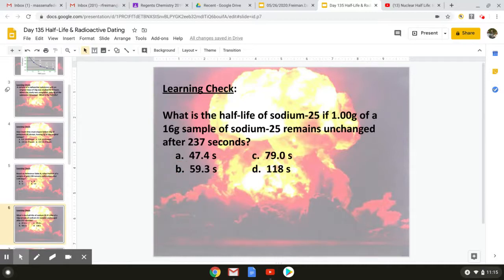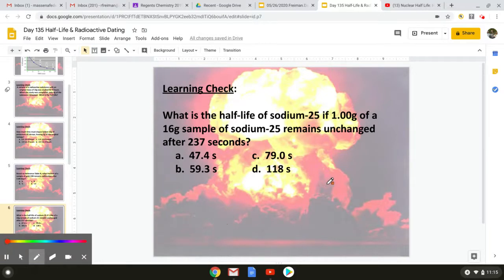Same thing with this one. Press pause and see what you can do. What is the half-life of sodium-25 if 1 gram of a 16-gram sample of sodium-25 remains unchanged after 237 seconds? So you're actually going to figure out the half-life on this one. Press pause and see if you can solve this. Press play again when you've got it.